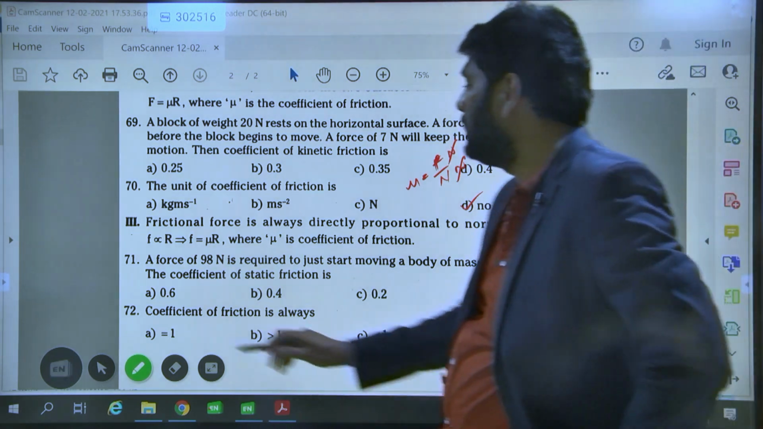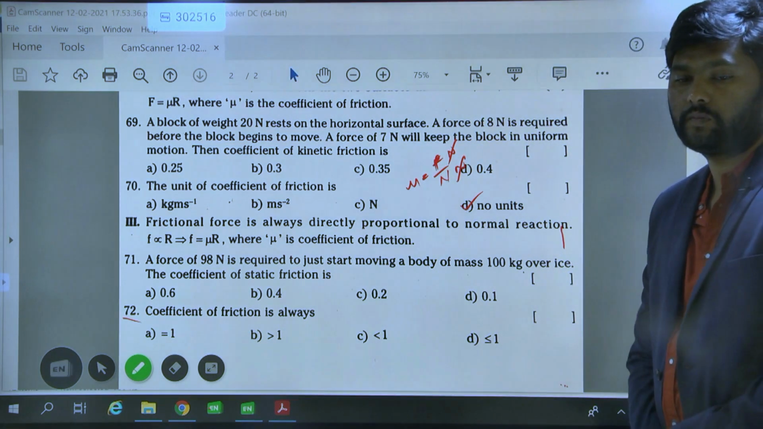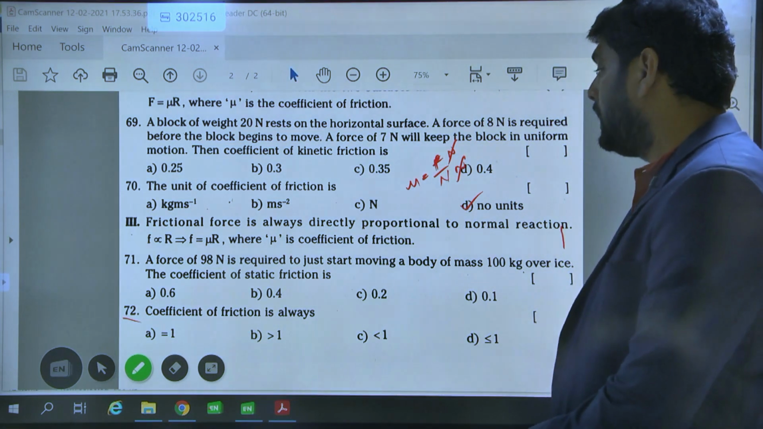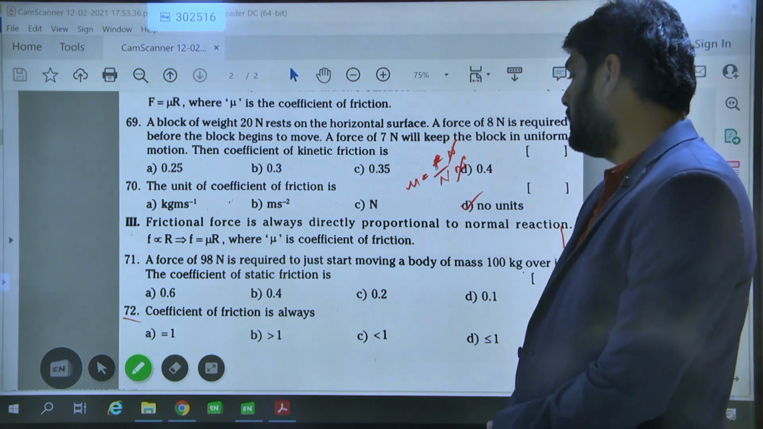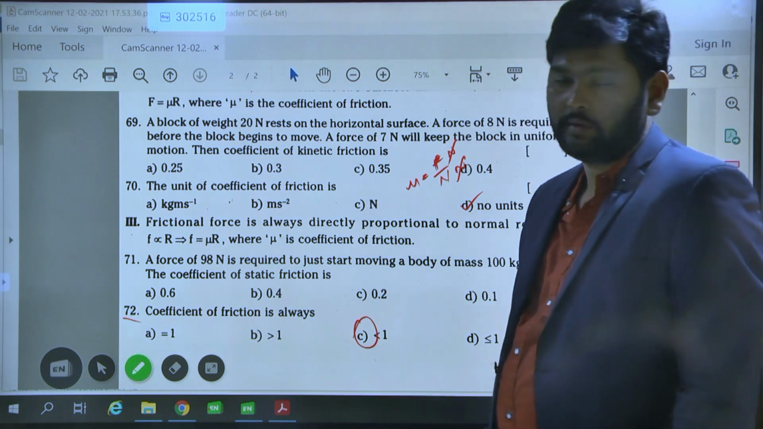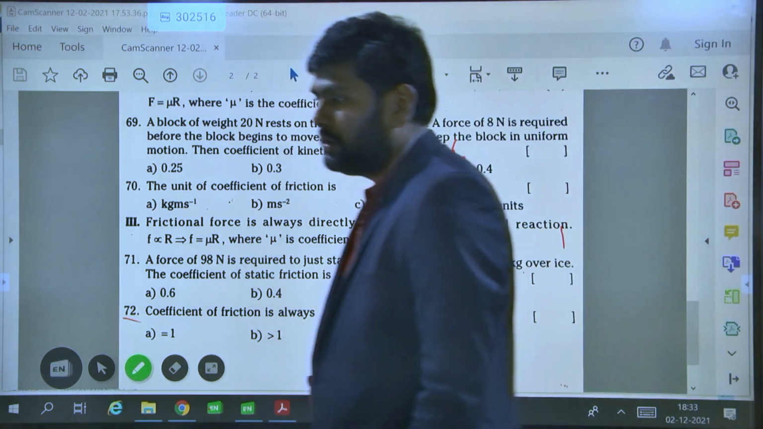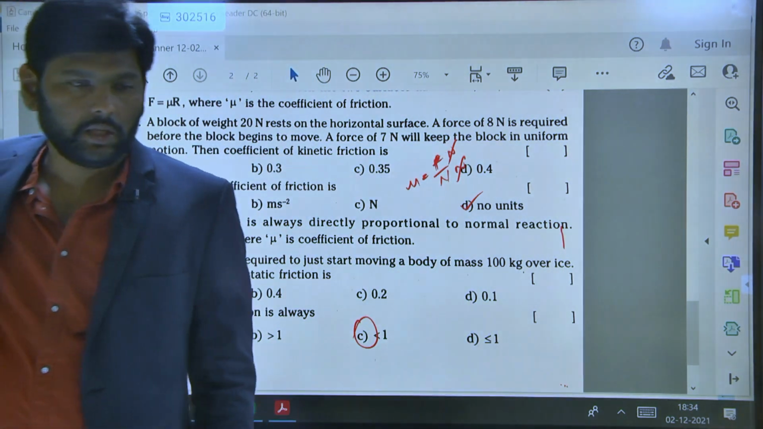Next, observe the 70th question. The coefficient of friction is always less than 1. So these are today's questions.